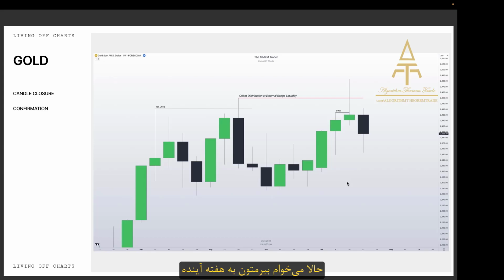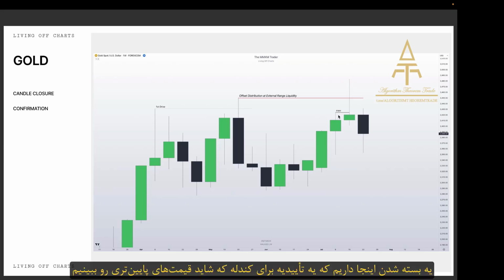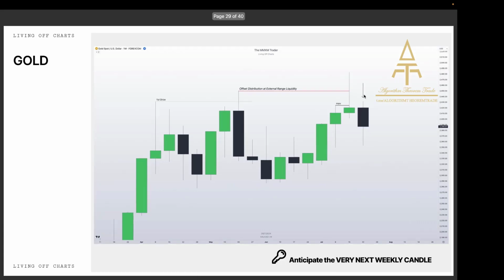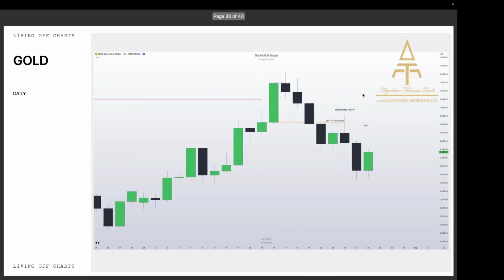Now I want to take you guys into the very next week. So what we went over was this candle formation here, the bearish reversal. Now we have the next upcoming week here. Now we have a close here, which is a candle closure confirmation that we could see lower prices here. This candle would be dubbed as a distribution candle formation. And that's this right here.